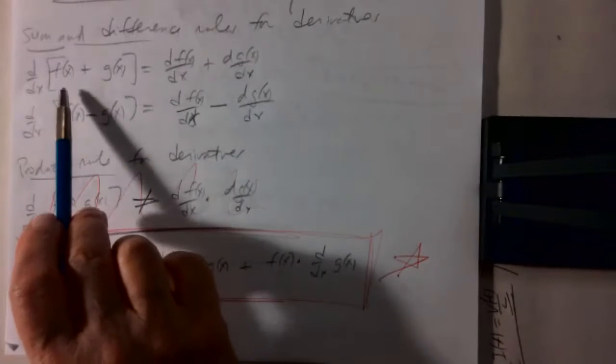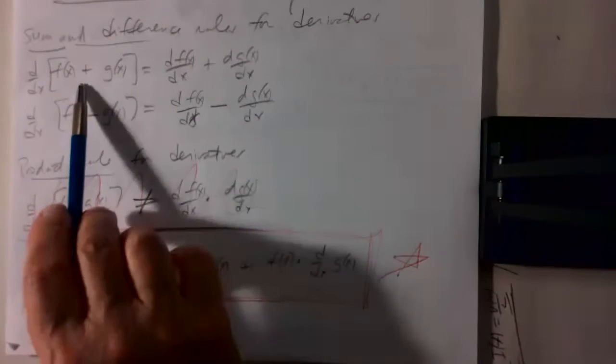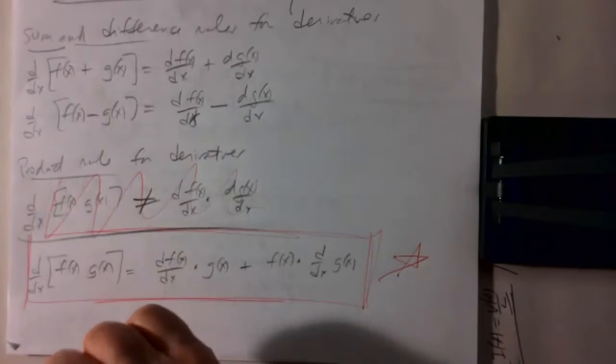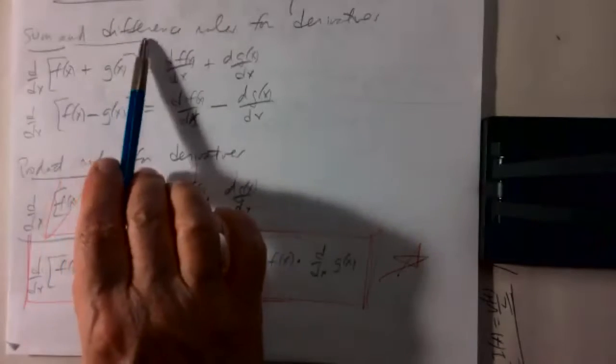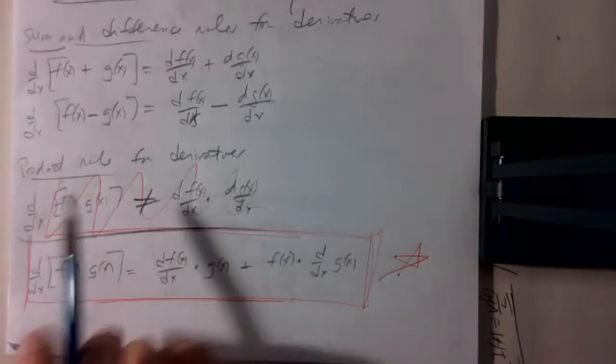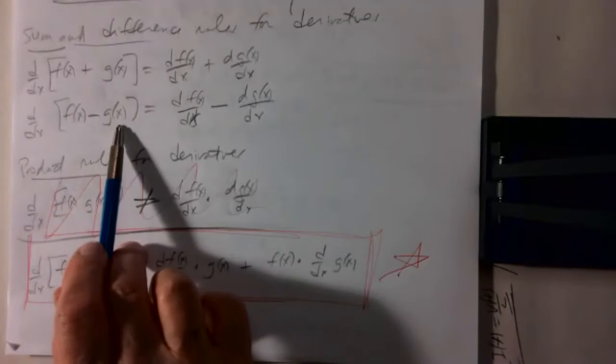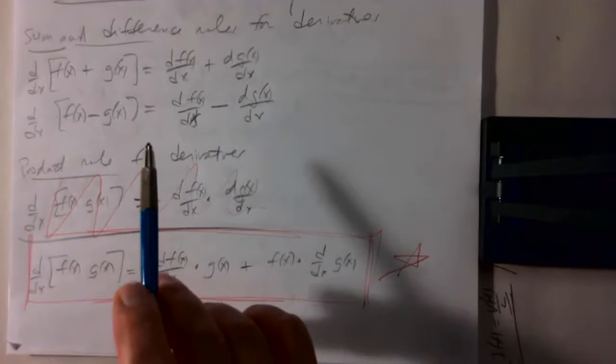So we start by recalling the addition rule, the sum rule. The derivative of the sum of two functions is the sum of the derivatives. We have the difference rule, or the rule for subtraction. The derivative of the difference of two functions is the difference of the derivatives.